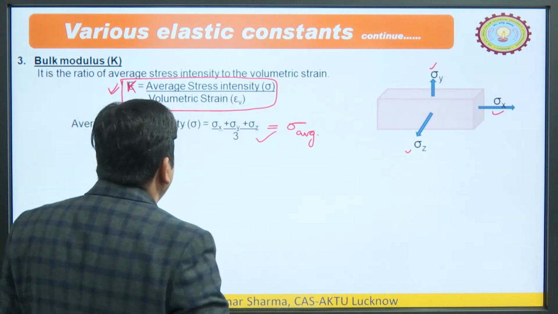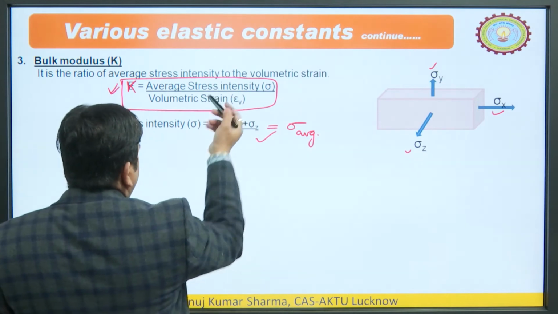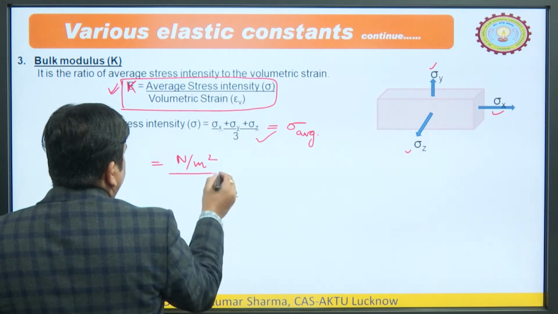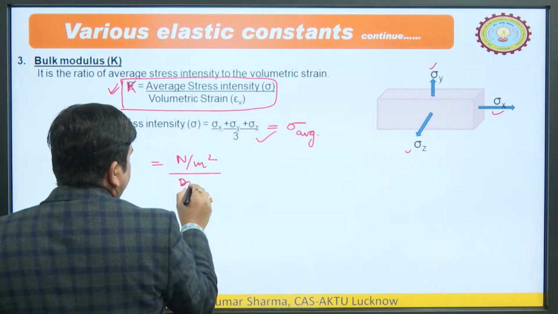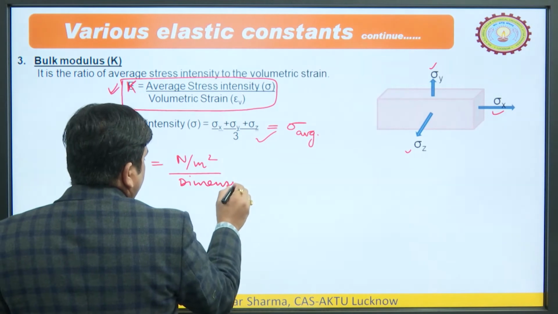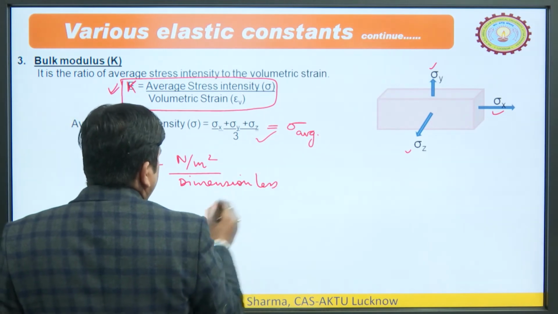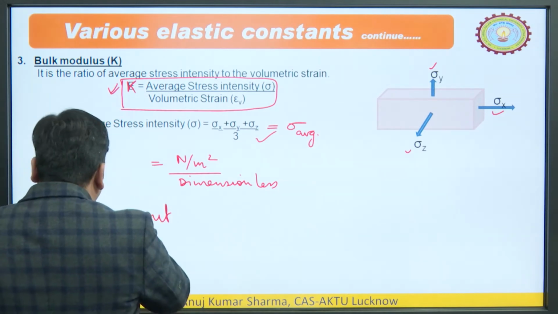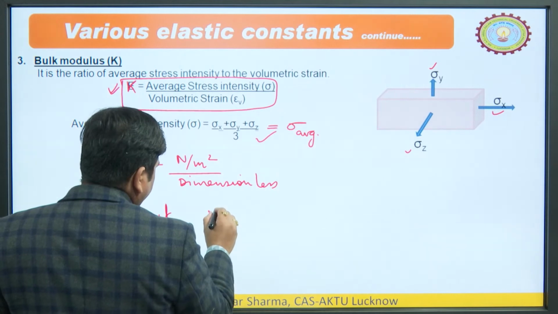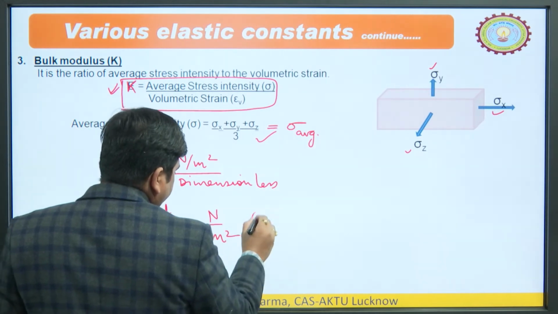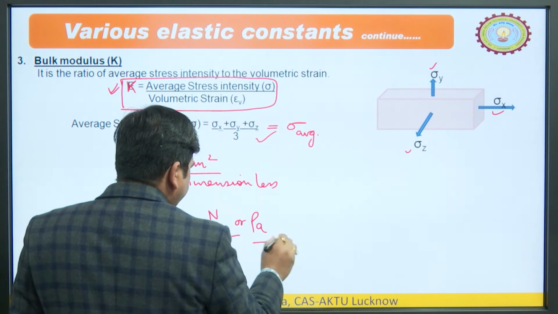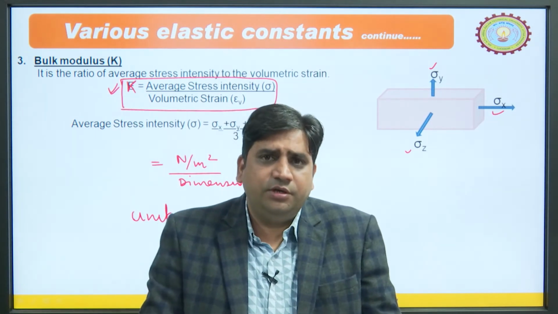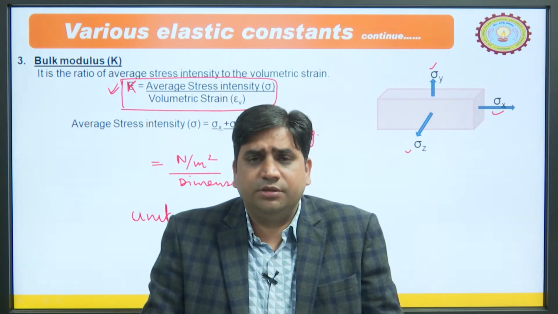The unit of bulk modulus is the same, stress upon strain. Stress is Newton per meter square and strain is a dimensionless quantity. So, the unit is Newton per meter square, or Pascal. Generally Pascal is a very low value, so we generally use megapascal, gigapascal, like this.